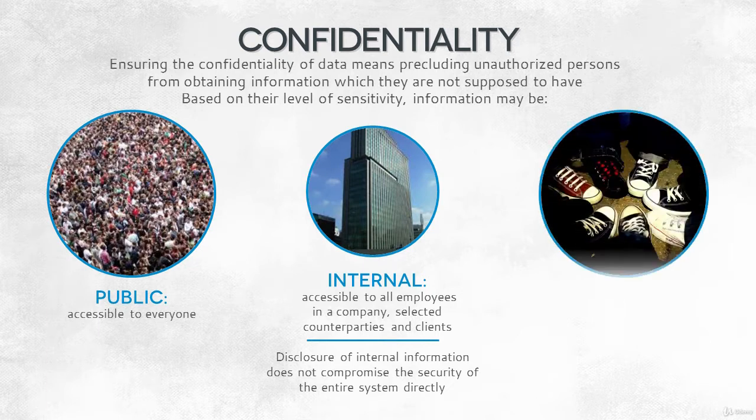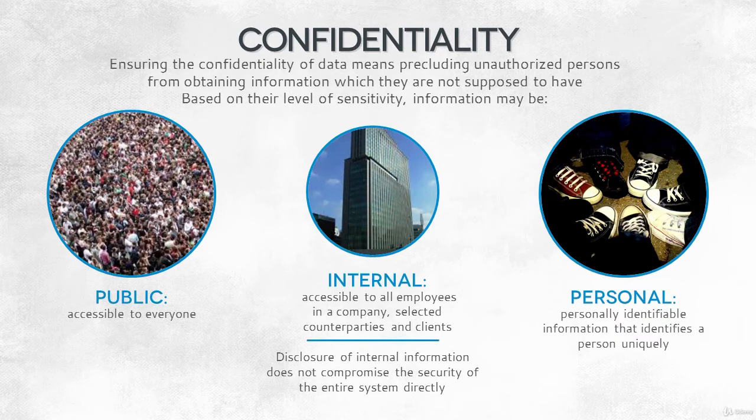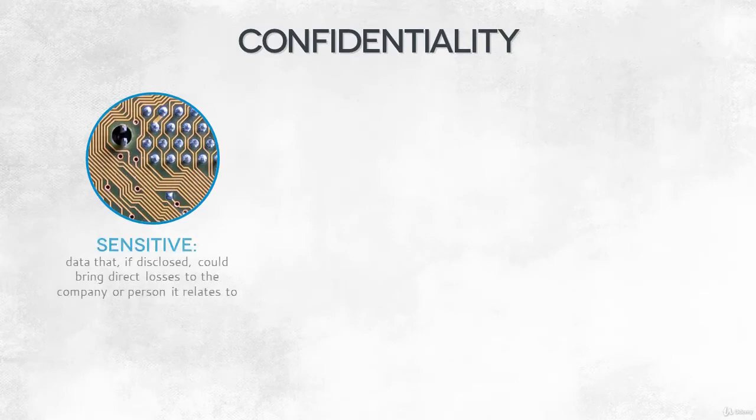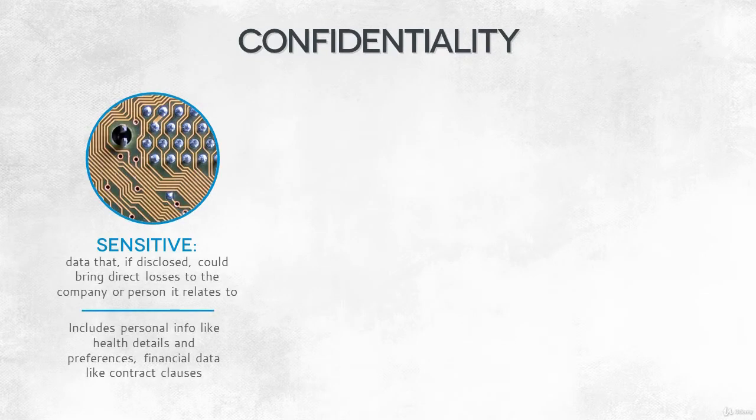The next category of information includes personal information. Personally identifiable information is defined as information that can be used to easily and specifically identify a person to whom the information relates. National identification numbers like social security numbers are an obvious example of personal information. There's also sensitive data. This class of data, if disclosed to the public, brings direct losses to a specific person.